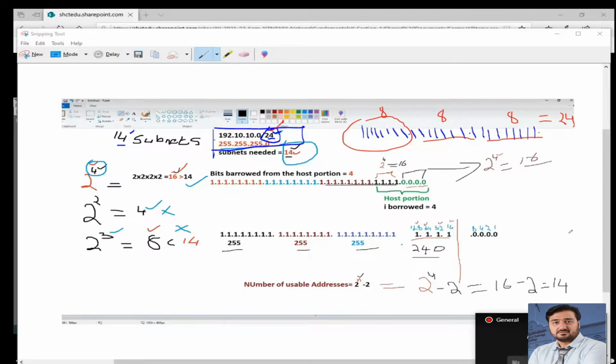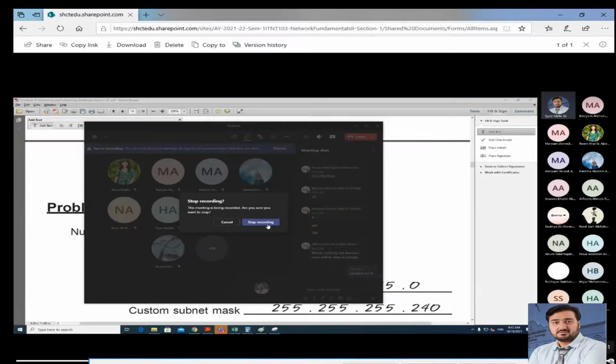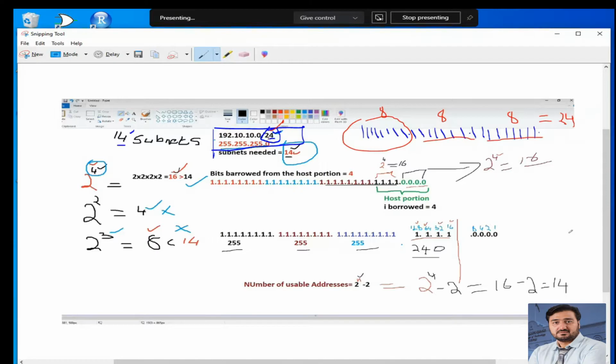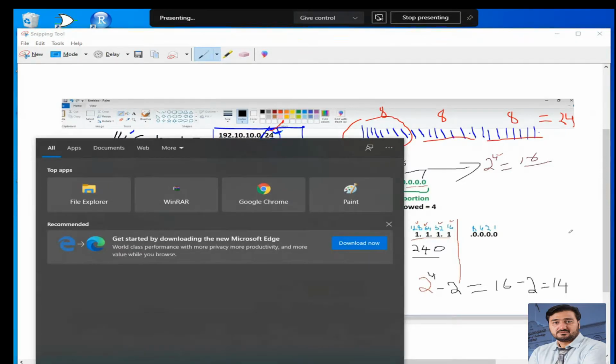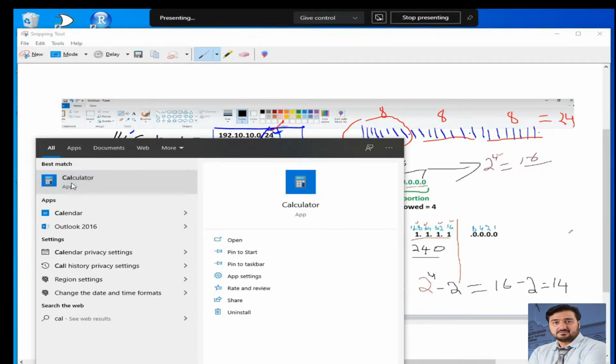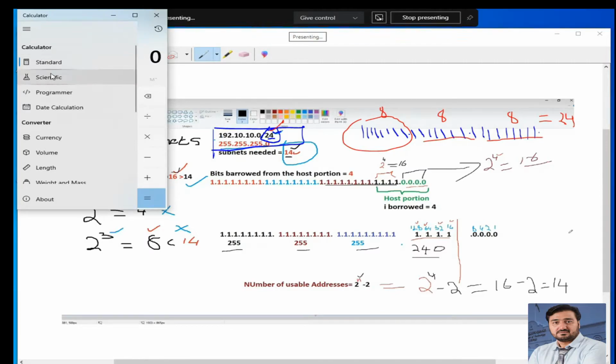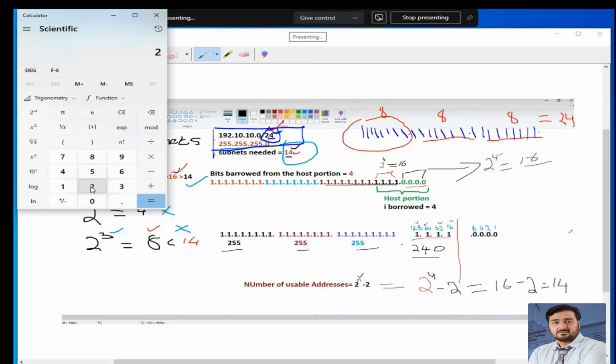If you look here, you can find it. See here, this is /24. It means 24 bits for the network, but we need 14 subnets. How many total subnets do we have in this case? Let me take the calculator and show you. With 8 bits, 2 power 8 is 256.